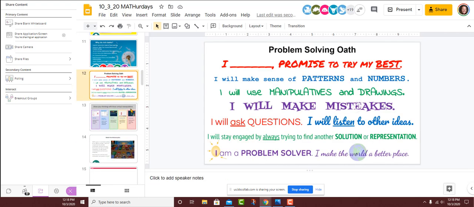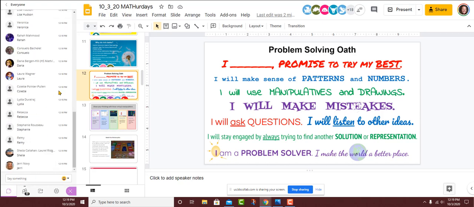So as we begin, I'm going to share a problem-solving oath on slide 12. As I read this aloud, read it to yourself. And if you agree to this oath today, you may pledge it by writing your name in the chat box. I, Teresa, promise to try my best. I will make sense of patterns and numbers. I will use manipulatives and drawings. I will make mistakes. I will ask questions. I will listen to other ideas. I will stay engaged by always trying to find another solution or representation. I am a problem solver. I make the world a better place.